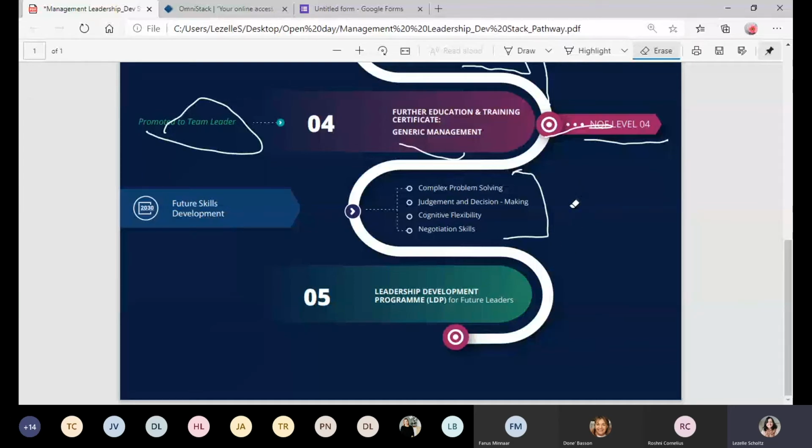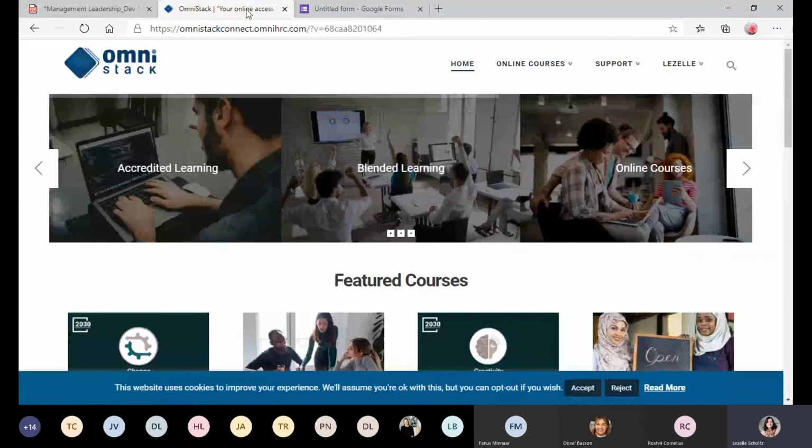So moving on from there, if there are no questions, I'd like to show you how we actually implement this in terms of the actual training. And so I'd like to take you to OmniStack, which is our online learning platform. Can you all see our OmniStack platform? Great, you can see it.